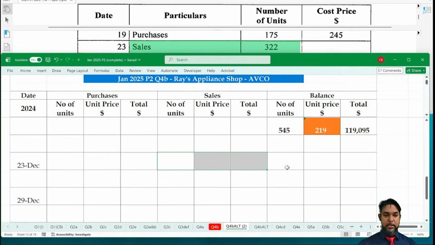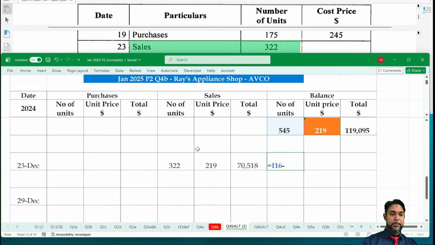Right. So the first column is 223. There we go. All right, so 322. Again, we pull the 219 here. So now to find out what we have left, you're going to take 545, which is what you had, and subtract what you sold. Yeah, 223. Nice. And then you're going to pull down the 219, because that was the weighted average cost per unit, and you're going to multiply going across. So 48,837.